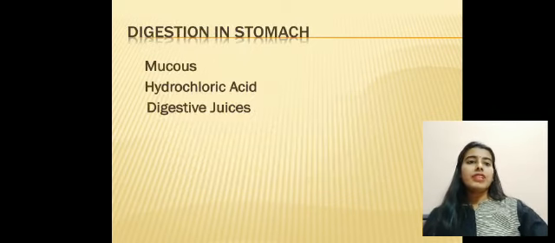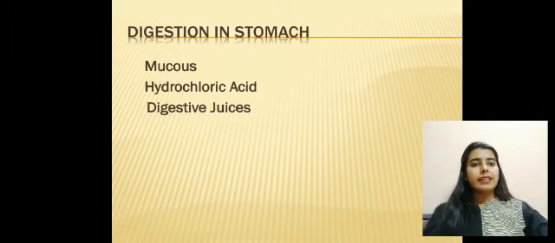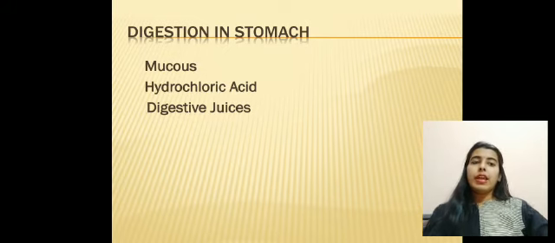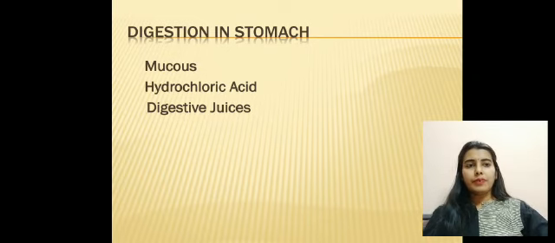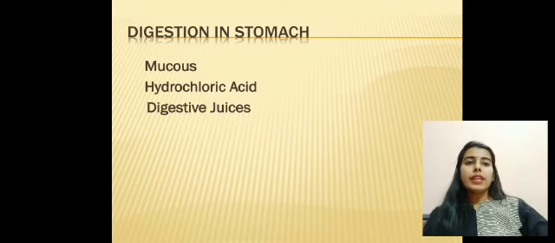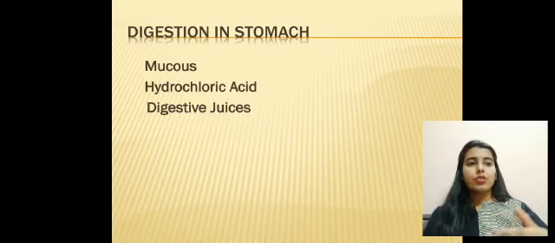Now what is the role of the stomach? The stomach lining secretes mucus, hydrochloric acid, and digestive juices. Now what is the function of all these? Digestive juices help to digest the food. Protein digestion starts in the stomach. There are two functions of hydrochloric acid. One is that hydrochloric acid destroys the bacteria present in the food. The second is that it creates an acidic environment in the stomach so that our digestive juices start functioning properly and start the digestion of food.